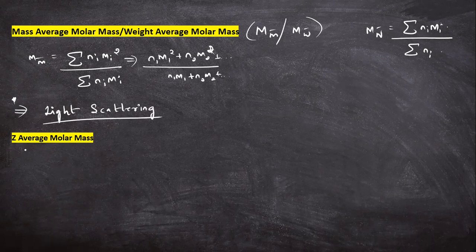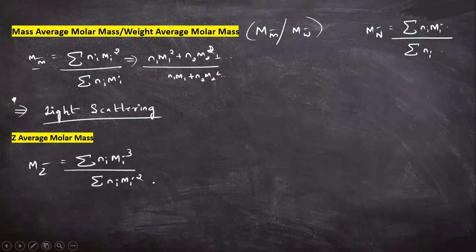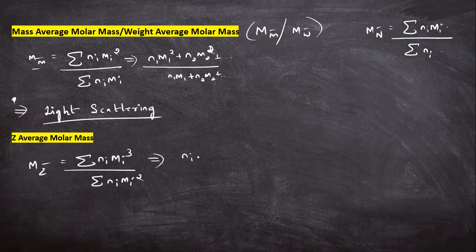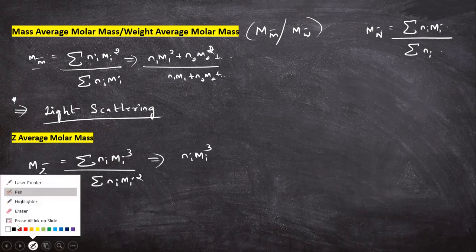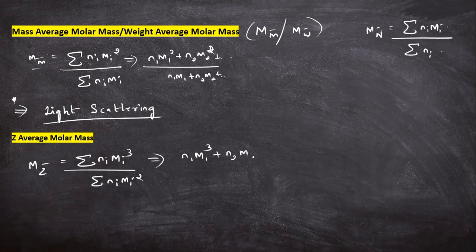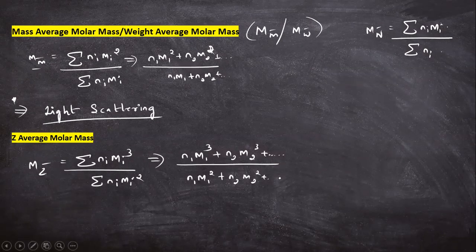Clear? So next it is Z average molar mass. Just write it like this. Now here, if we know the mass average, we can get this Mz: multiply and divide the numerator and denominator by Mi. So it is summation of Ni Mi cube divided by summation of Ni Mi square. This is what Z average molar mass is. If we want to elaborate it, N1 M1 cube plus N2 M2 cube and so on, divided by N1 M1 square plus N2 M2 square and so on. We will discuss the problems on this later.